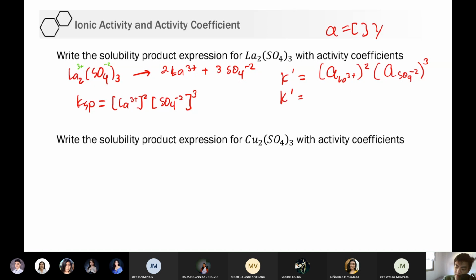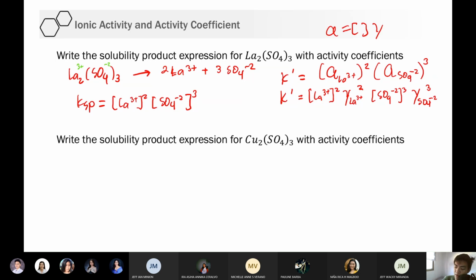K prime can be written as the concentration of lanthanum 3 plus squared times gamma of lanthanum 3 plus squared. So you distribute the exponent now. If A is squared, then your concentration will be squared and the gamma will also be squared. How about sulfate? We can write the activity of sulfate as the concentration of sulfate ions cubed times the gamma of sulfate ions cubed.